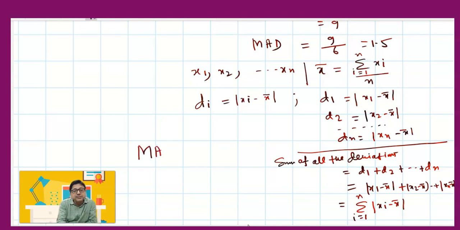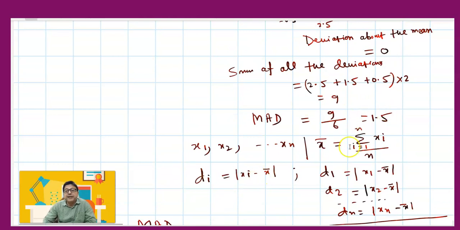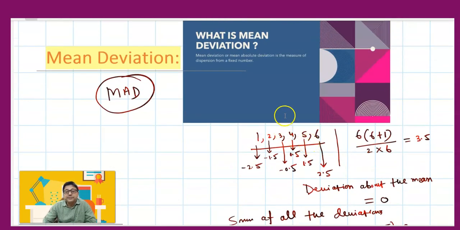Then for a simple distribution, the formula for MAD, mean absolute deviation, is going to be sigma i equal to 1 to n mod of xi minus x bar, that divided by n. This is the mean absolute deviation for a simple distribution, which we have already used for finding the mean absolute deviation about the mean for the first 6 natural numbers.